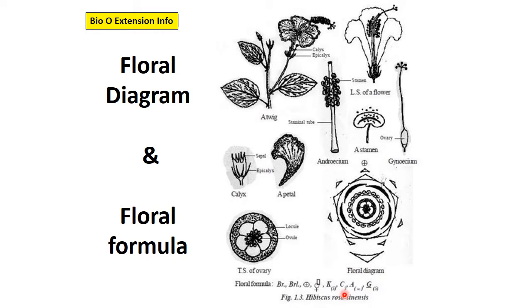Now, C stands for corolla. Corolla means the number of petals. Another 5 here, so that means 5 petals are found in these flowers.